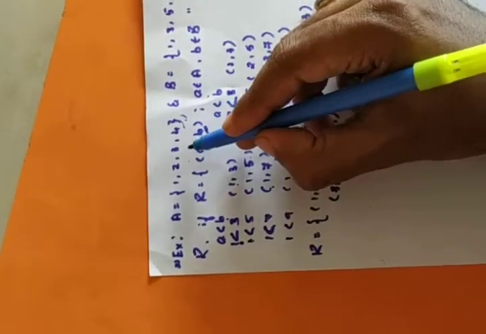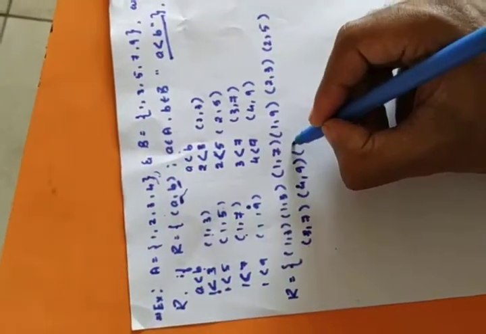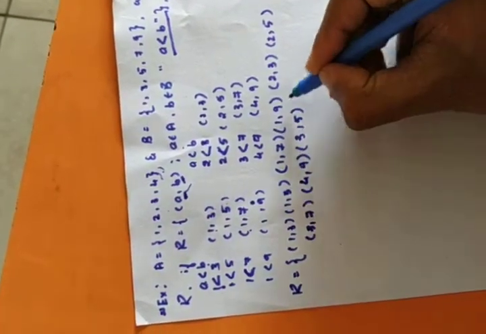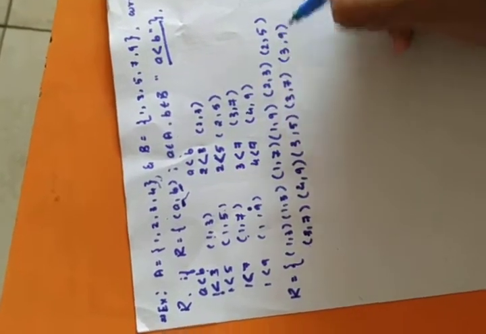Next, the third element: 3 lesser than 1? No. 3 lesser than 3? No. 3 lesser than 5? Yes. 3 comma 5. Next 3 comma 7, 3 comma 9.